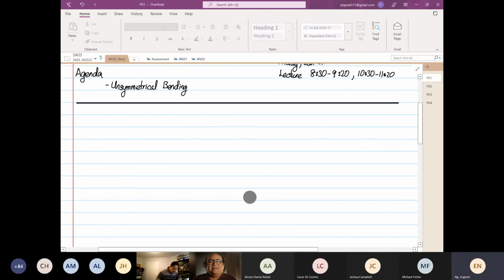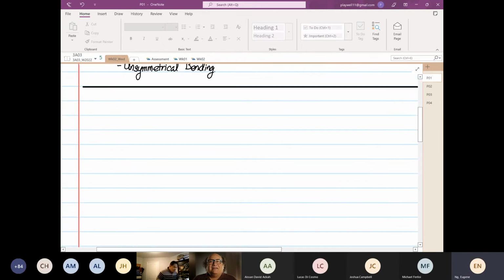But before I do unsymmetrical bending, does anyone know the difference between symmetrical and unsymmetrical bending? Anyone, please? You can type your answers or you can speak to me. Can you remember? When do we classify symmetrical and unsymmetrical, and how to differentiate them? It's too early. Okay, so let's look at symmetrical.